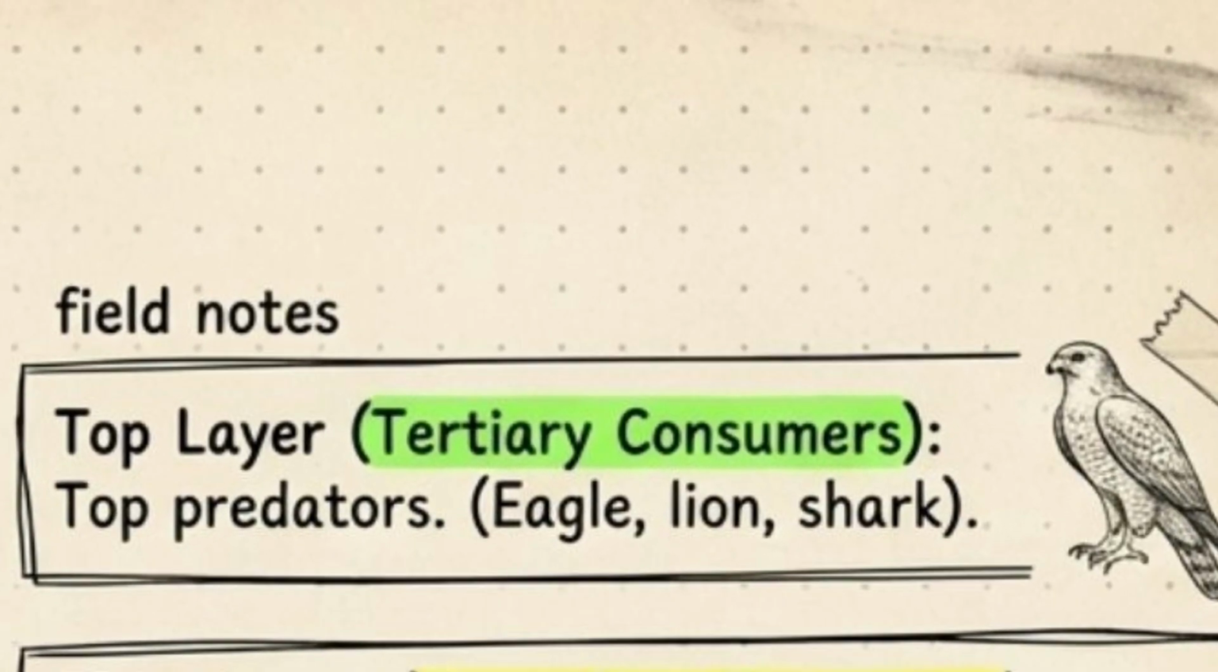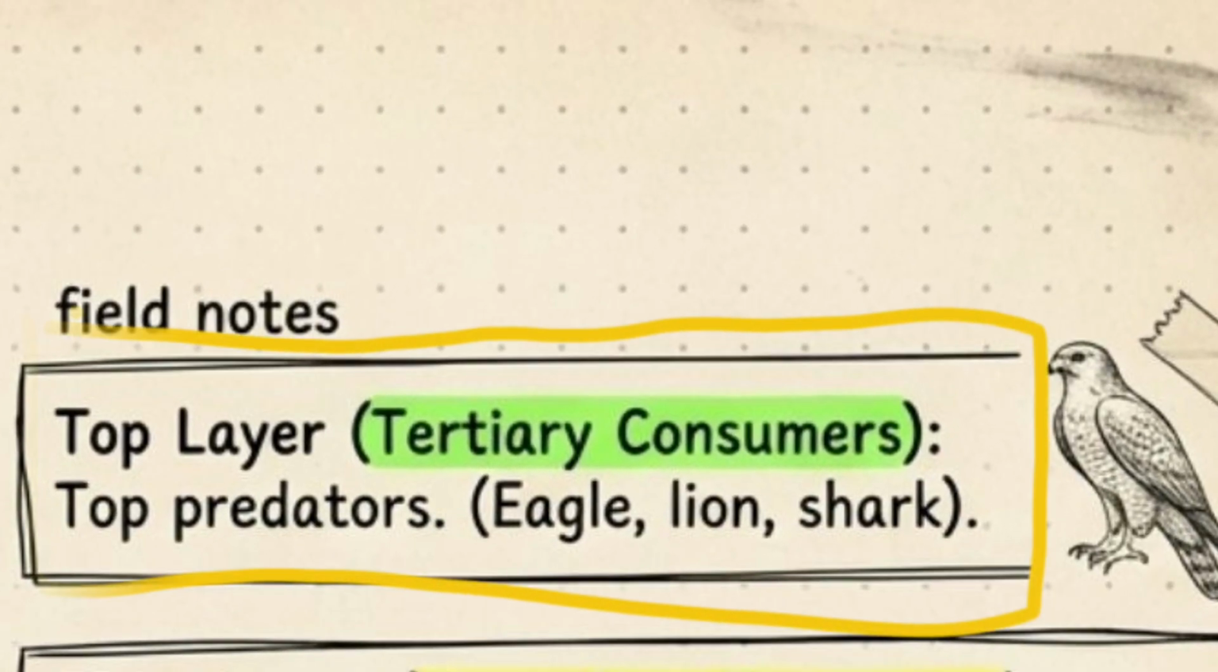Then the topmost layer is the tertiary consumers, which are the top predators. Eagle, lion, shark. So they eat everything. You take the fox, you take the small fish, you take grasshopper, you take the cow, you take the rabbit.